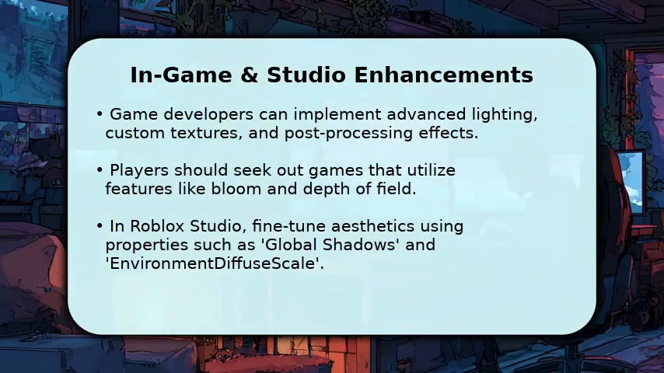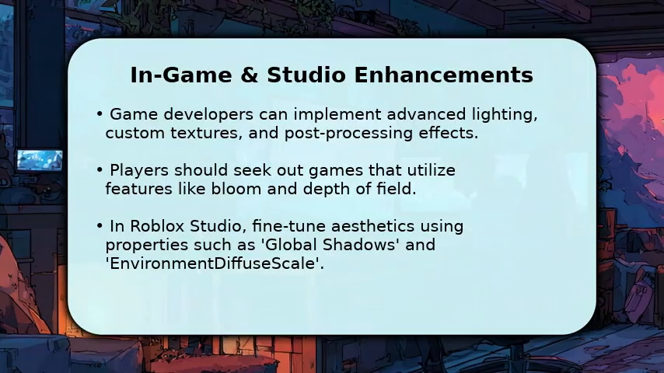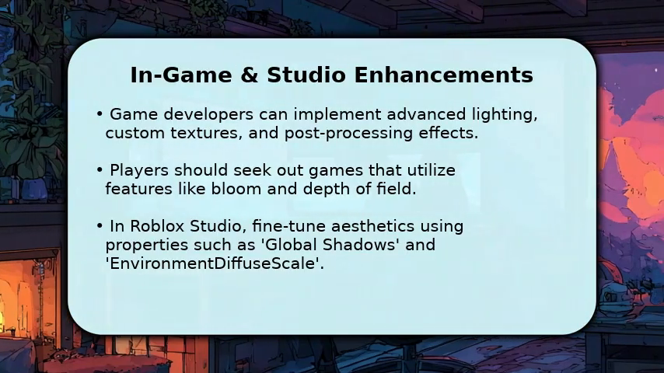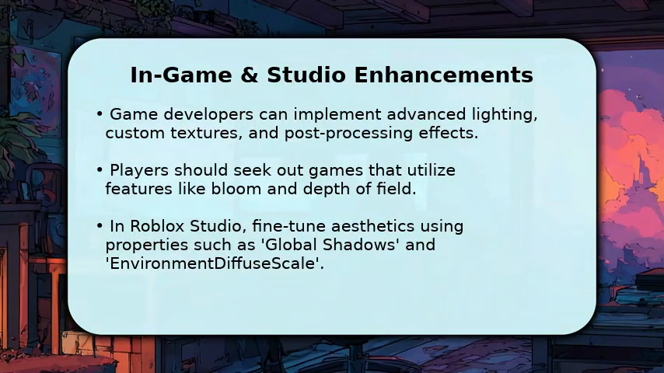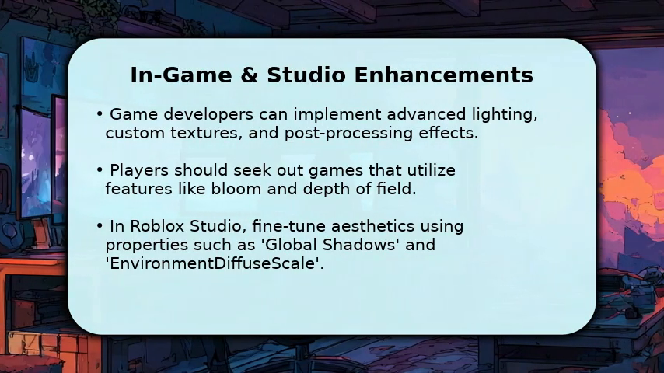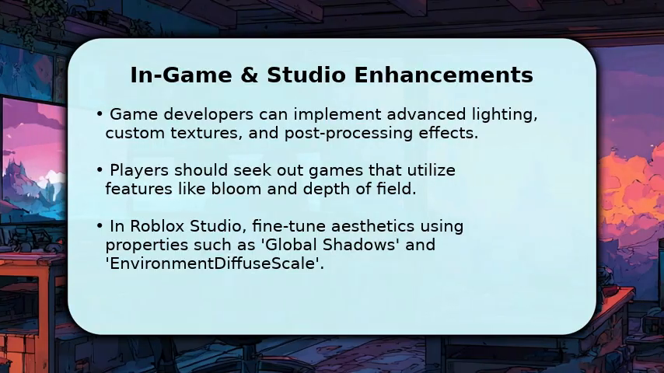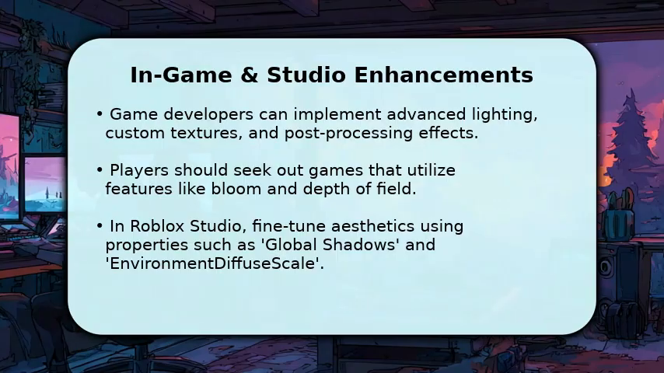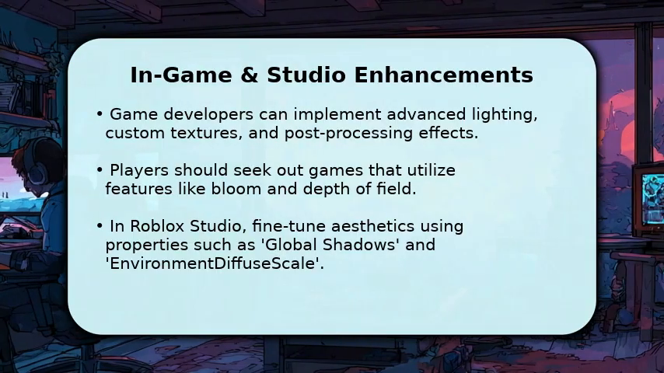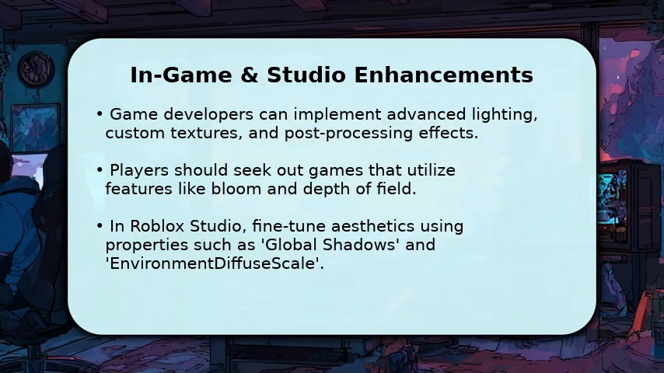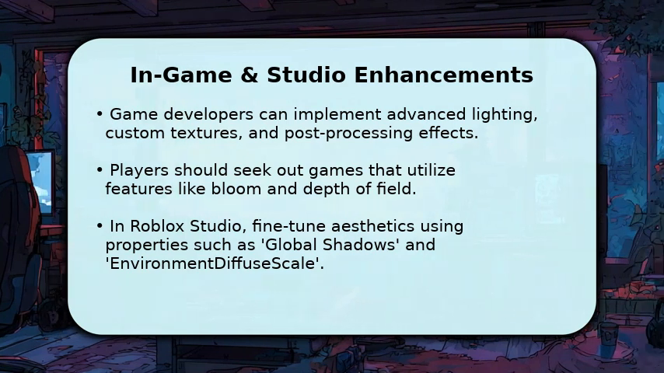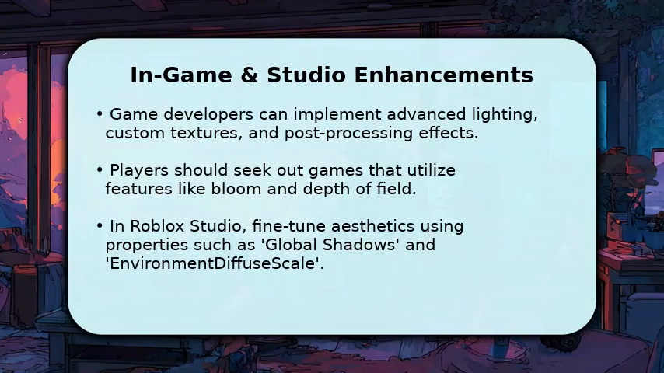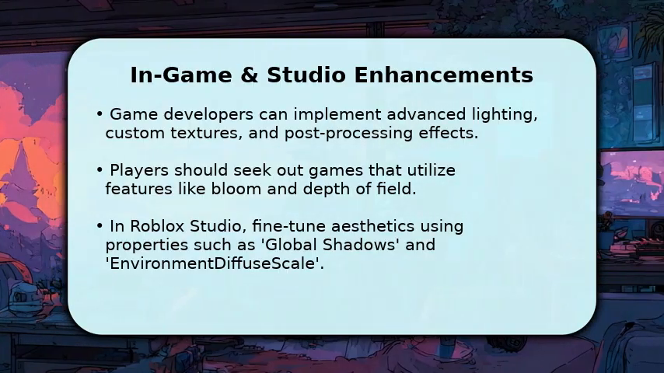Finally, for creators and players alike, there are in-game and studio enhancements. Game developers can utilize advanced lighting, custom textures, and post-processing effects like bloom and depth of field to elevate visual appeal. As a player, look for games that implement these features. In Roblox Studio, explore properties like global shadows and environment diffuse scale to fine-tune the aesthetic. These detailed adjustments can transform a good-looking game into a truly stunning visual experience.